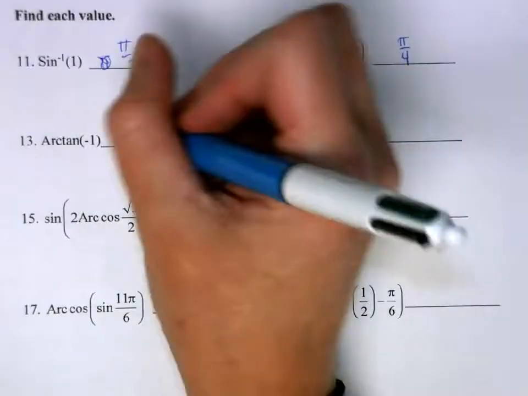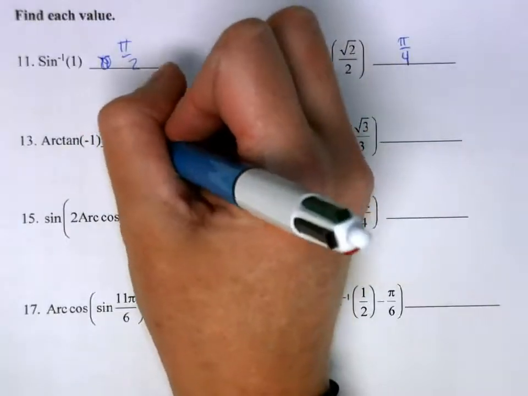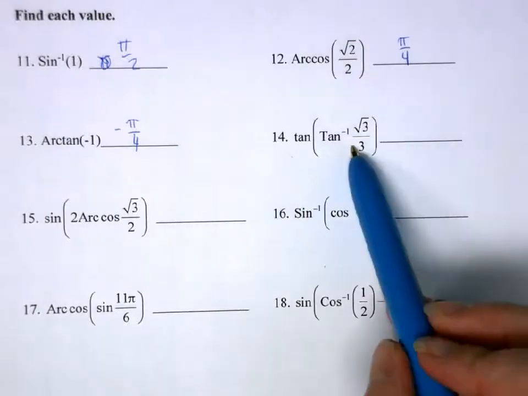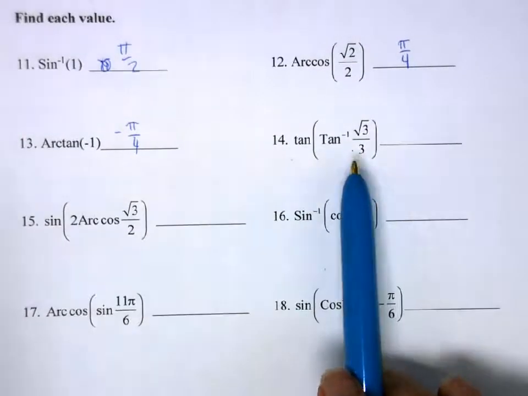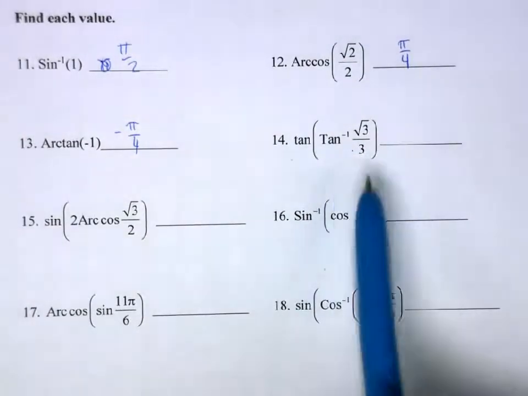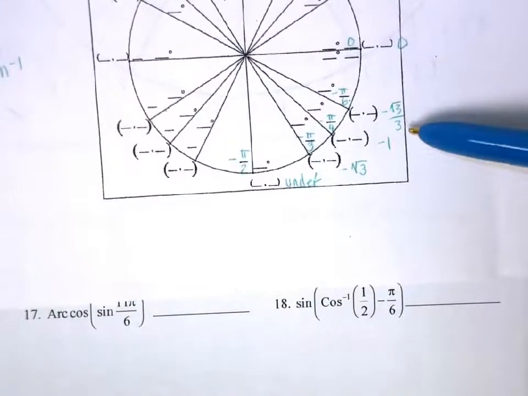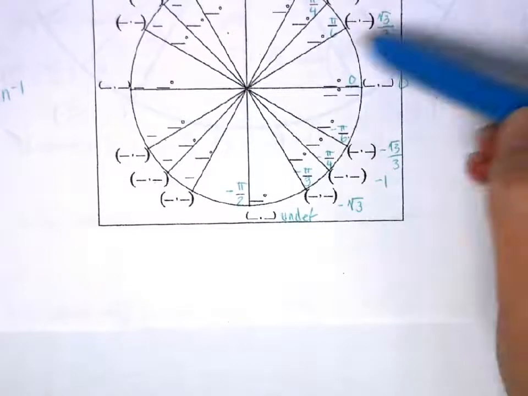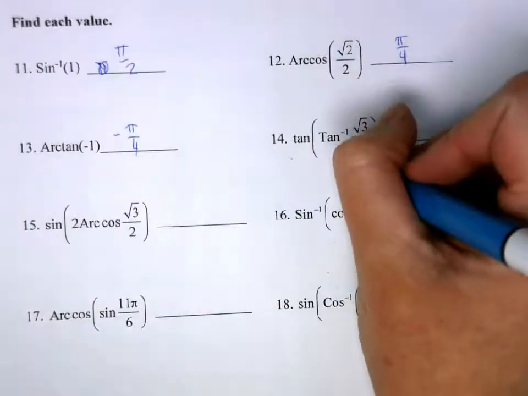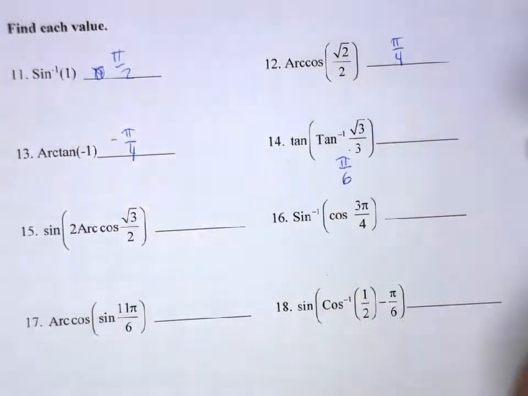Okay, this one, when you're evaluating just the regular trig functions, this is an inverse. So the inverse tangent of root 3 over 3 is here, which is going to be pi over 6. Then if we turn back around and take the tangent, it's just root 3 over 3.